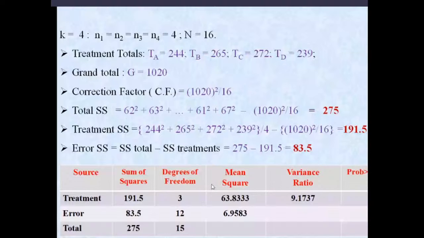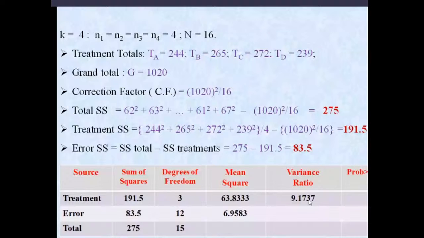And similarly for the second one. So 83.5 by 12, you will get 6.95. After computing this, divide this value by 6.95 and you will get the variance ratio. This is called an F, and this follows an F distribution. So you have to use the F table for this.